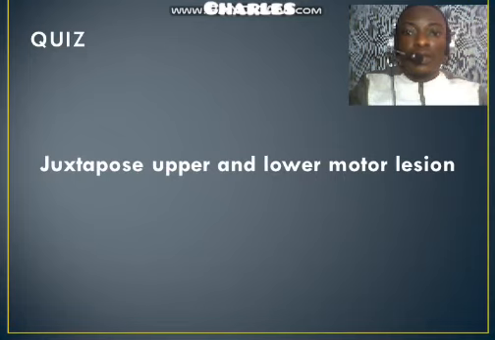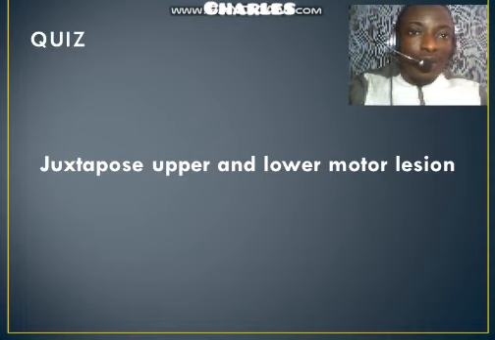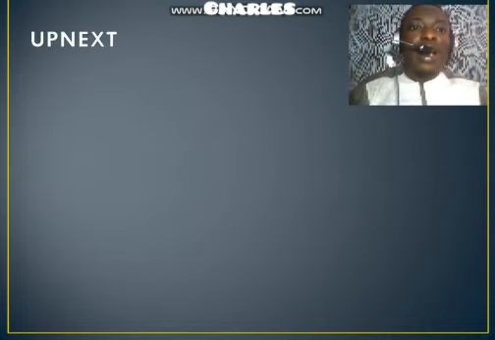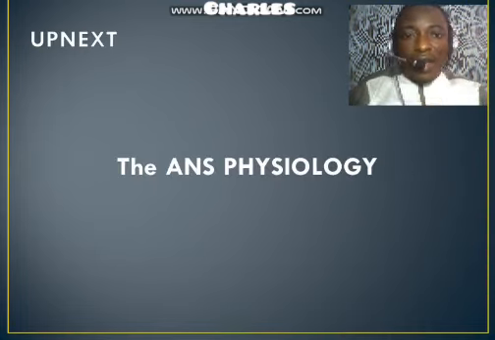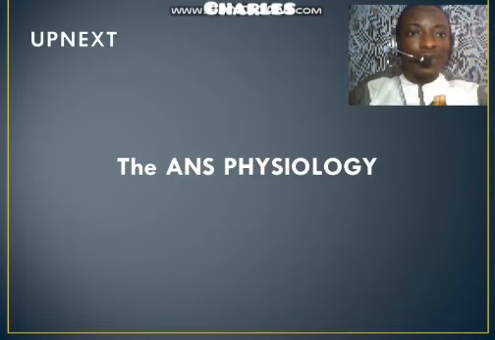We have come to the end of module 3. So the quiz for today is a very simple one. You just juxtapose upper and lower motor regions. You do that and submit before the next lecture. Up next is ANS physiology. In our next module, we'll be looking at the physiology of the autonomic nervous system.